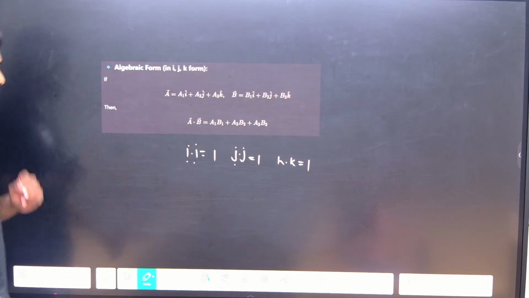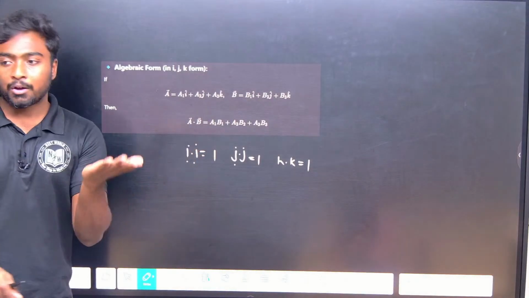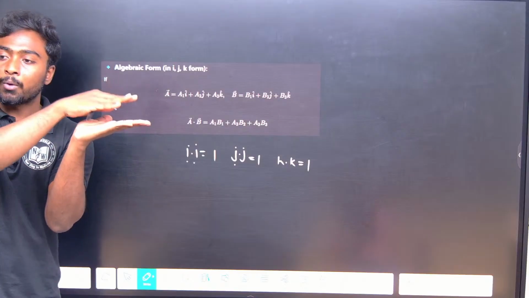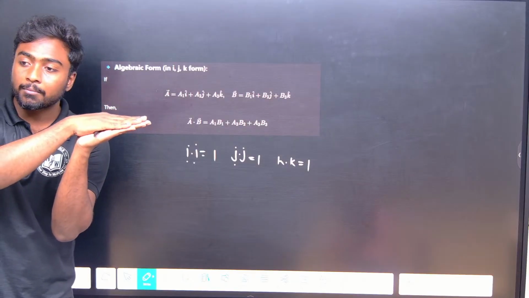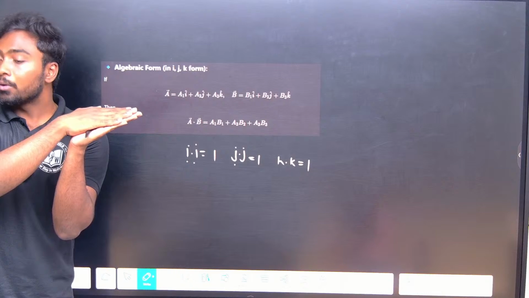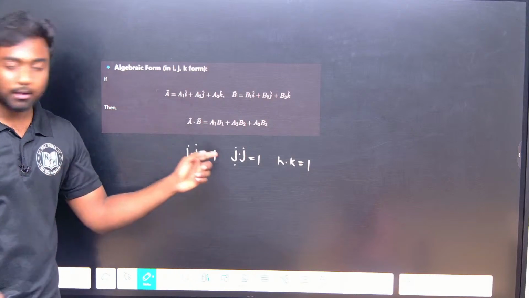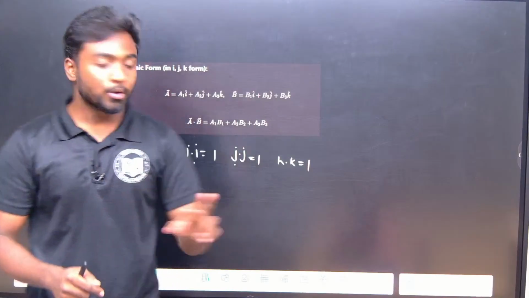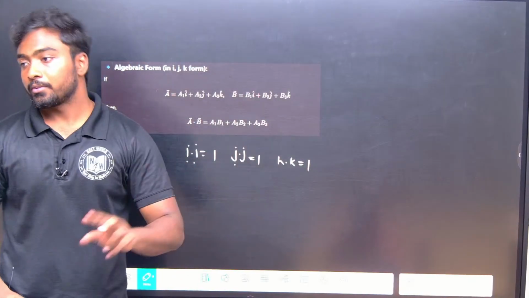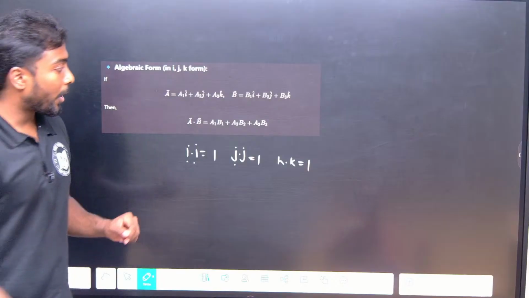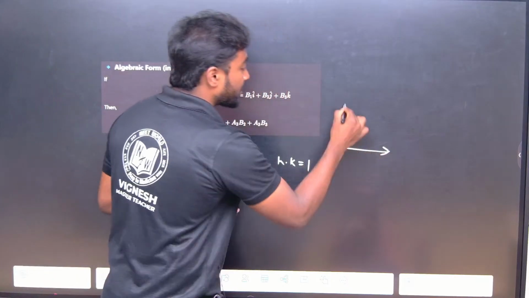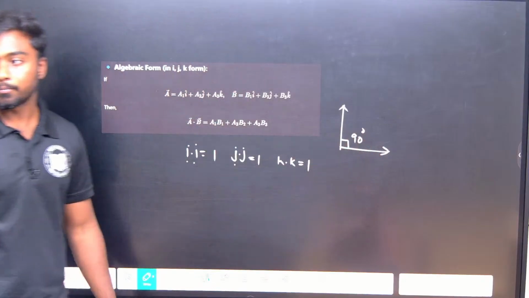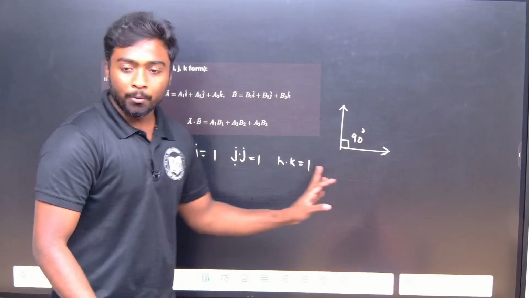Why is it cos theta? This is the x axis. If I keep one more vector along the x axis, the angle between them is 0, and cos 0 is 1. When we take 90 degree, cos 90 is 0, so i dot j will be 0. Since i is along the x axis and j along the y axis, the angle between them is 90 degree, cos 90 is 0. Simple, no?